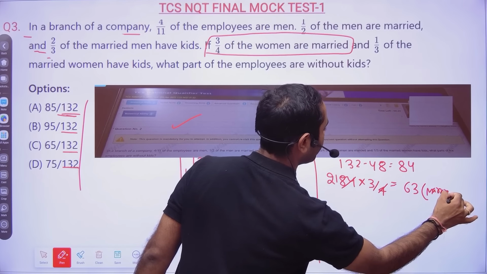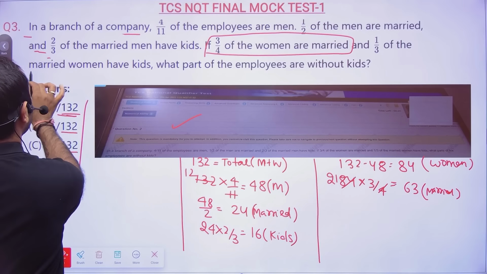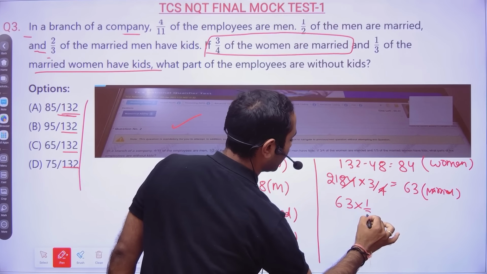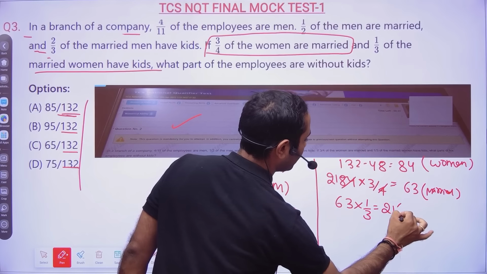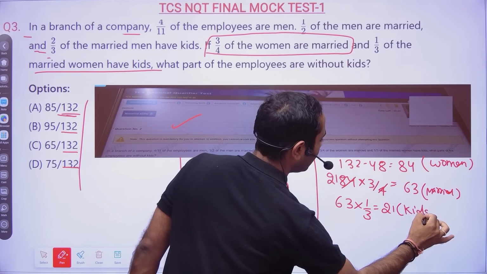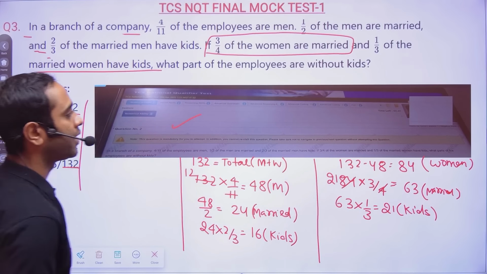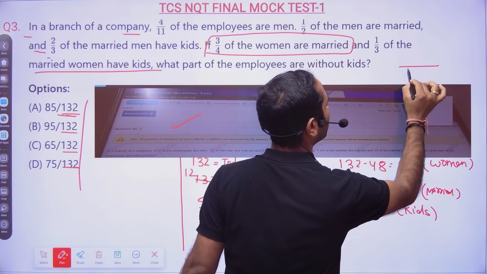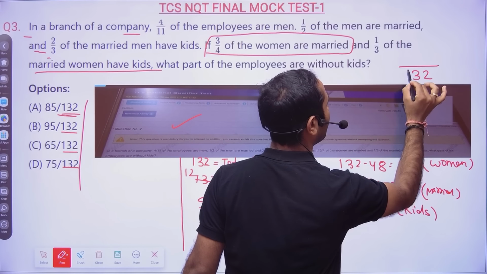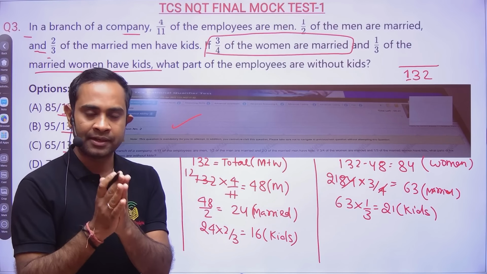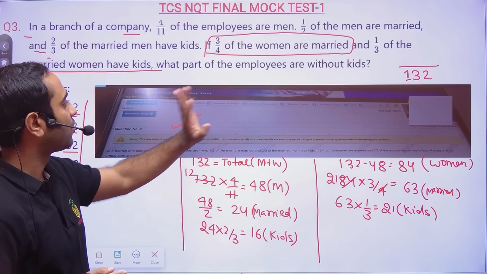63 is married women. And 1 by 3 of the married women has kids. So 1 by 3 is nothing but 21, so 21 are having kids. Now what they are telling is, what part of the employees are without kids? Sir, 130 is the total number of men and women. You have to tell how many men and women do not have kids.